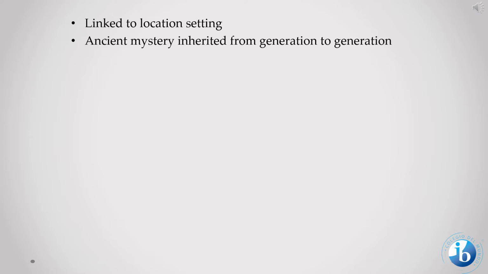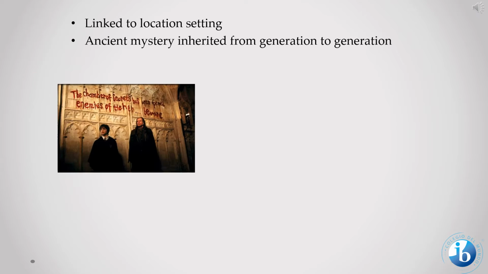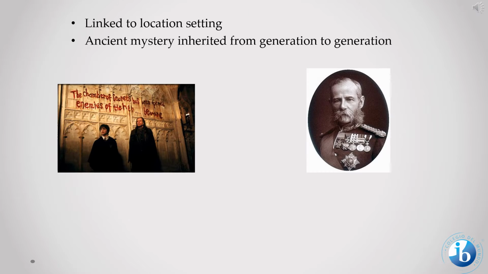Regarding fantastic elements, I can say that everything that's magic comes from the Chamber of Secrets, so it is strictly linked to the location setting. In both stories, it's about an ancient mystery that's inherited from generation to generation. In Harry's case, this Chamber of Secrets was created by one of the founders of Hogwarts, and it contains a dark mystery. And in Lindora's story, it's a secret that goes from father to son all the way to himself.